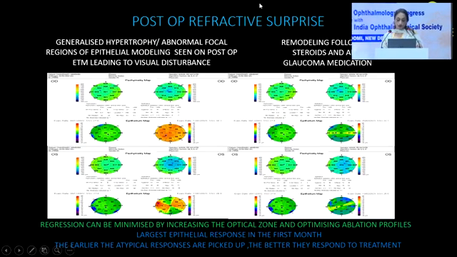So this is a patient of a post-op refractive surprise who presented to us about a month after LASIK with a sphere of -1 in the right eye and a cylinder of -1.5 in the left eye. The ETM showed generalized hypertrophy of the epithelium in the right eye and abnormal focal regions of epithelial remodeling in the left eye. So the patient was put on medical therapy with steroids and anti-glaucoma medication, and they typically respond very well to it. At the end of 1 month, the epithelium had regularized and the patient had regained a vision of 6/6. So here again, we need to remember that the largest epithelial response takes place only in the first month, and the earlier these atypical responses are picked up, the better they will respond to therapy.